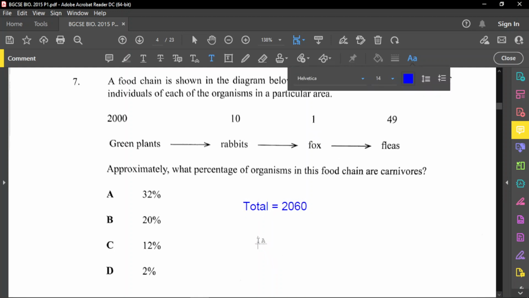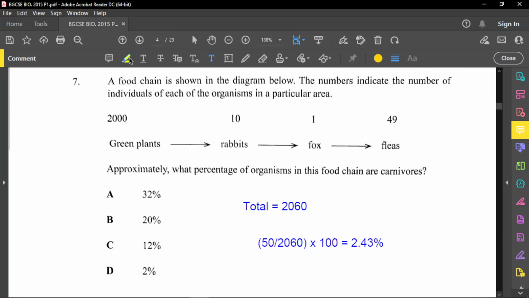To get our percentage, it will be 50 over 2,060, which is the total, multiplied by 100%. That will equal 2.43%, so our answer here is 2%. I say round off the figure as 2%.